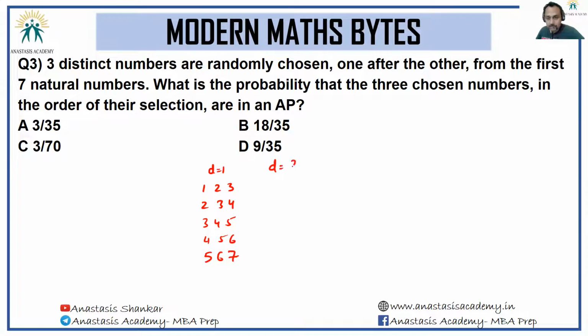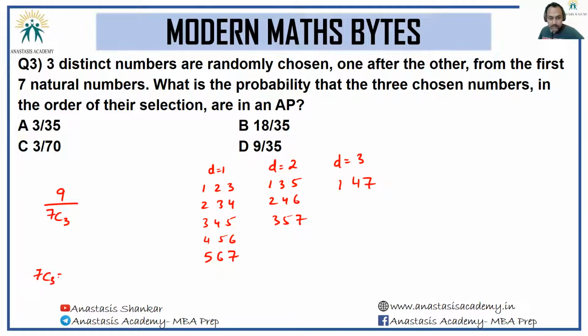APs with common difference of 2 would be 1, 3, 5, 2, 4, 6, and 3, 5, 7. And APs with common difference of 3 would be 1, 4, 7. So if you count, you have got how many APs? You've got 9 APs. 9 APs out of how many total numbers? 7 natural numbers. They can be identified in 7C3 ways.